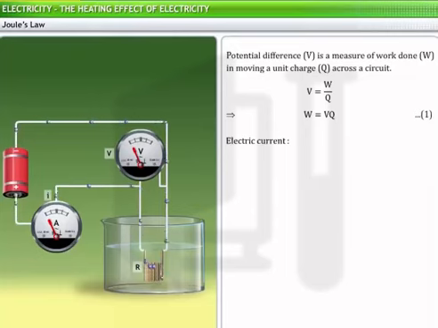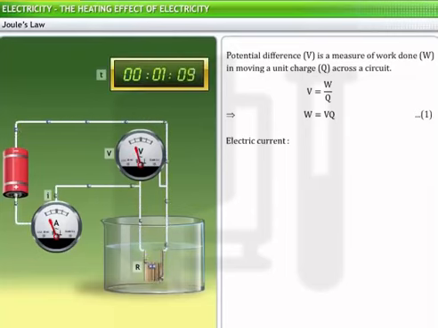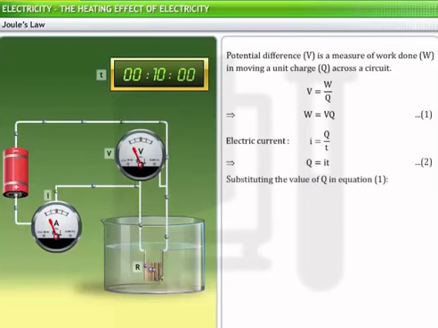The amount of electric charge passing through a circuit is the product of the rate of electric current and the time of flow. From this, we get equation 2: I = Q/T, or Q = IT. Substituting the value of Q in equation 1, we get equation 3: W = VIT.